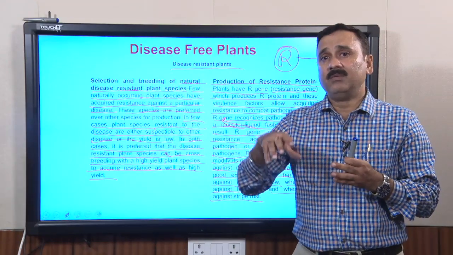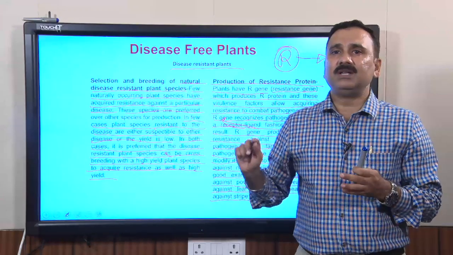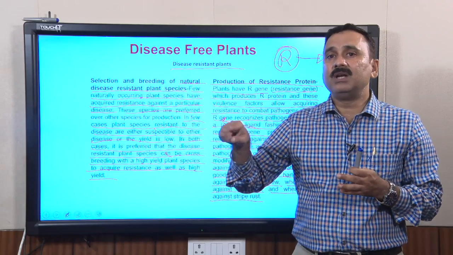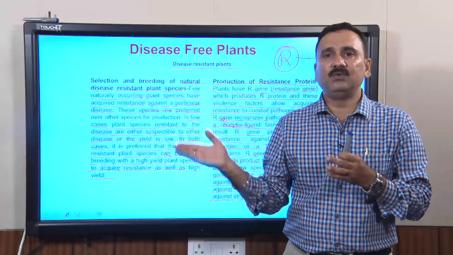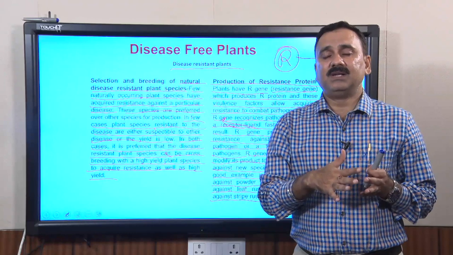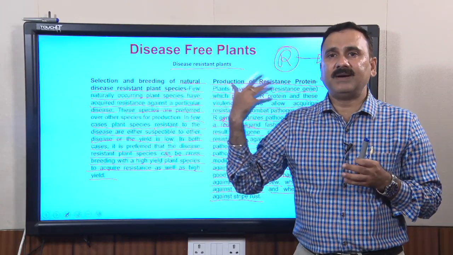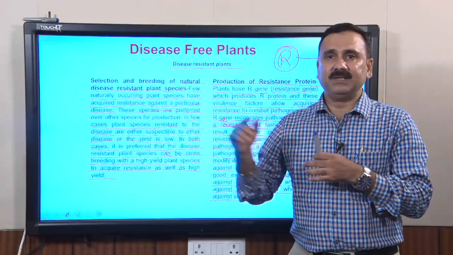In some cases, you can modify the R gene in such a way that it not only recognizes the pathogen, but can also recognize other species of the pathogen, so that you can bring in multi-disease resistant plants, and as a result the plant will acquire resistance not only against one disease but also against multiple diseases.